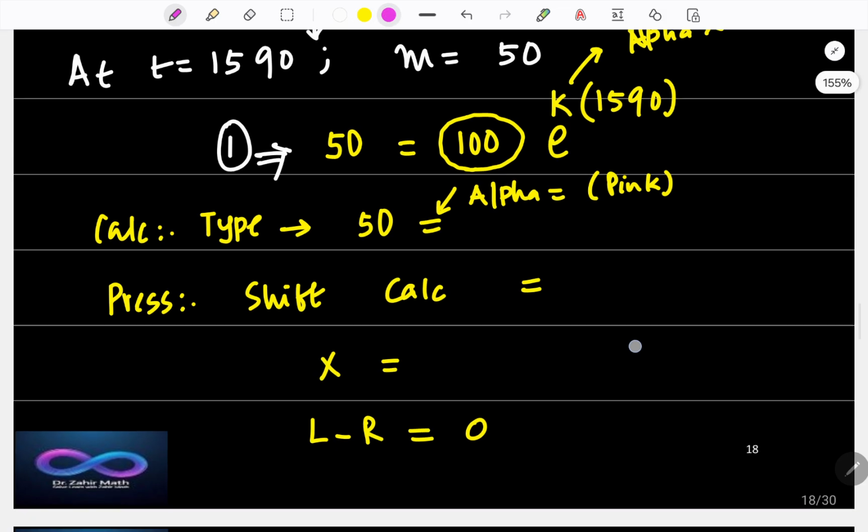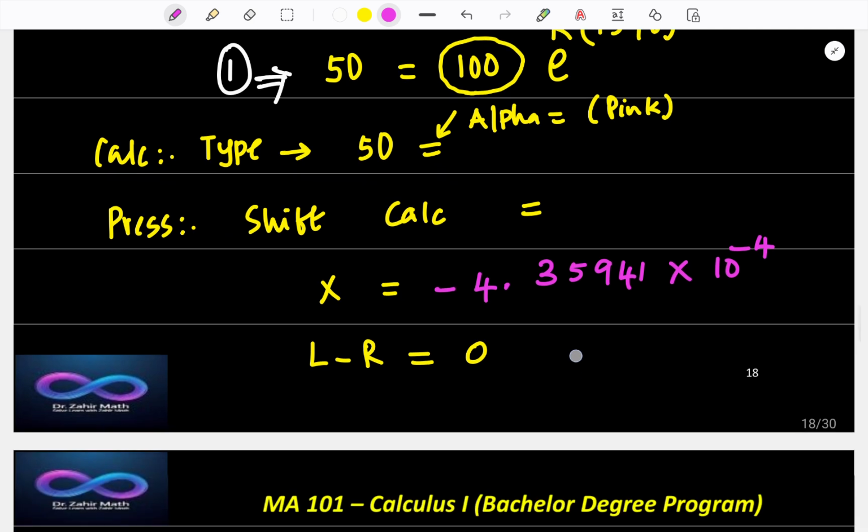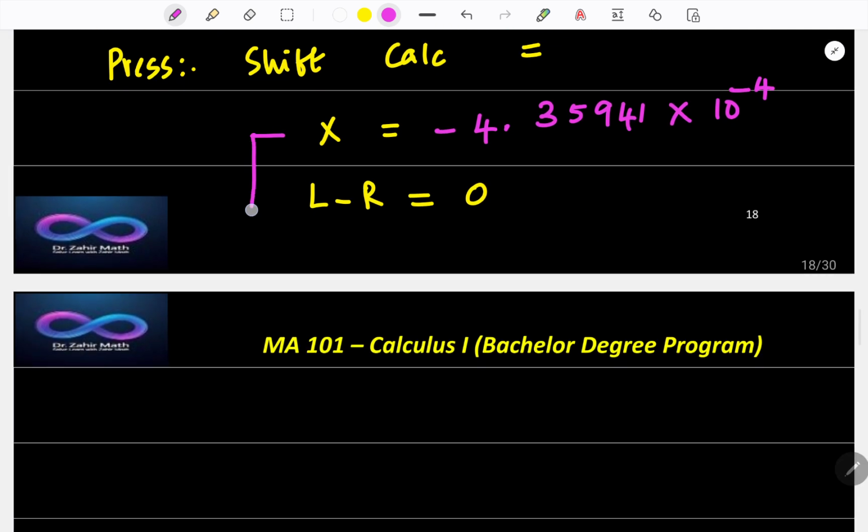What is x equals? The calculator is giving minus 4.35941 multiplied by 10 power minus 4. But usually math teachers don't accept 10 power minus 4. You need to convert this into a normal decimal. Look here how I convert. x equals minus 4.35941 multiplied by 10 power minus 4.